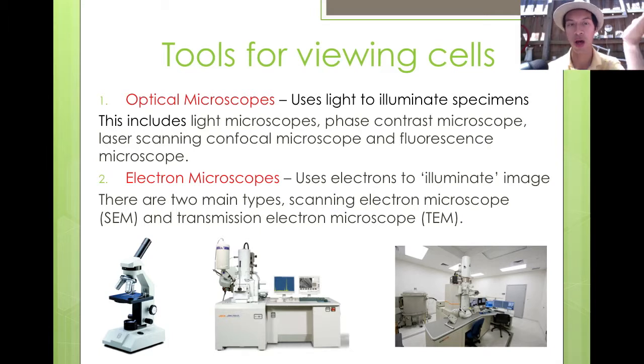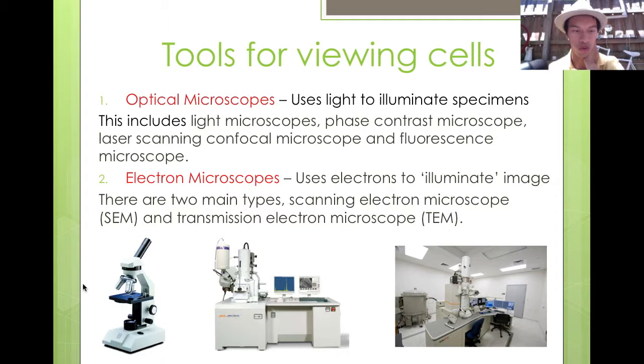This includes your light microscopes, the one we have in our class, the phase contrast microscope, laser scanning, confocal, and the fluorescent microscopes. These are all different types of microscopes that use, in essence, light of some sort to communicate the image that we want to see. Now, the second type of microscopes are what we call electron microscopes, which use electrons to illuminate those images. And there are two main types: the scanning electron microscope and the transmission electron microscope.